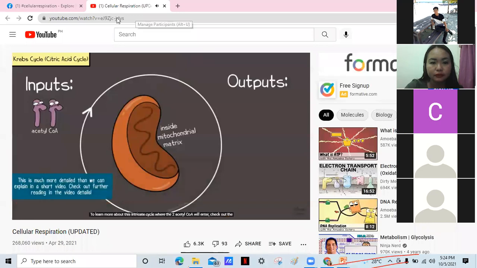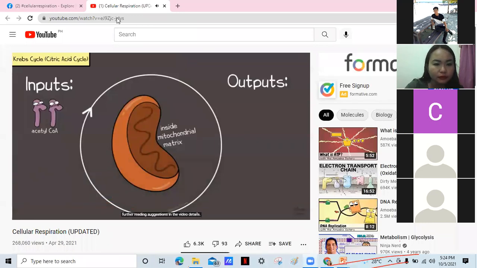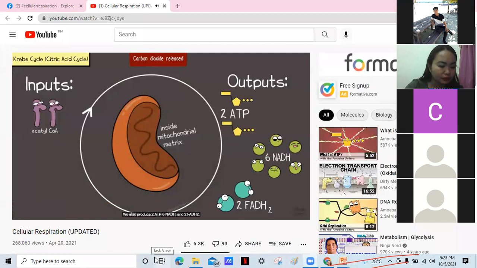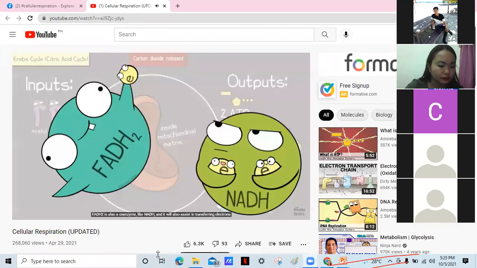Intricate cycle where the two acetyl-CoA will enter. Check out the further reading suggestions for the video details. Carbon dioxide is released. We also produce 2 ATP, 6 NADH, and 2 FADH. FADH is also an electron carrier, like NADH, and it will also assist in transferring electrons to make even more ATP.